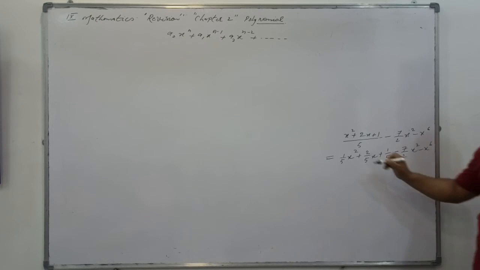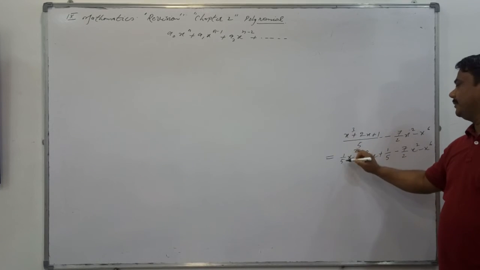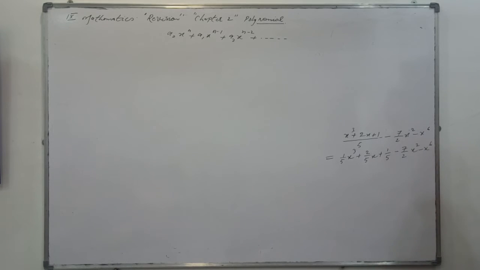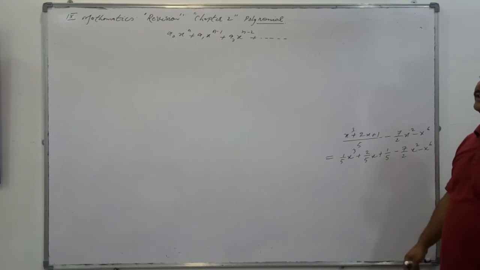Yeah, it's a power of 3, I think. Right now it's a power of 3. So what is it saying here? 1 by 5. Coefficient of x cube, 1 by 5. So what is the coefficient of x cube? Please tell me. 1 by 5. The coefficient of x cube is 1 by 5. Clear or not?